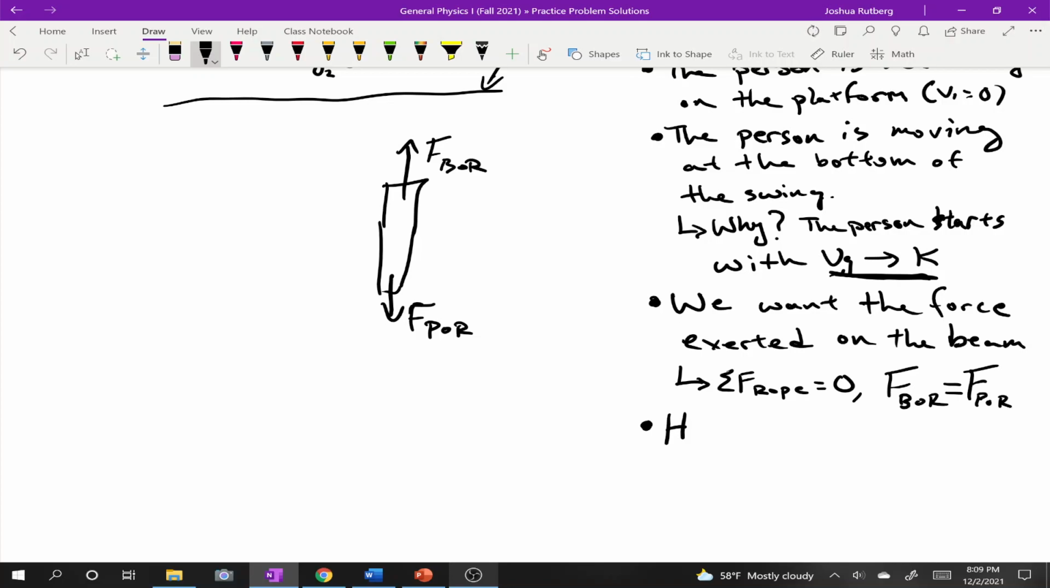So, I should probably be writing on the entire page instead of just in the corner here, but that's okay. So, how do we find the force the rope exerts on the person?